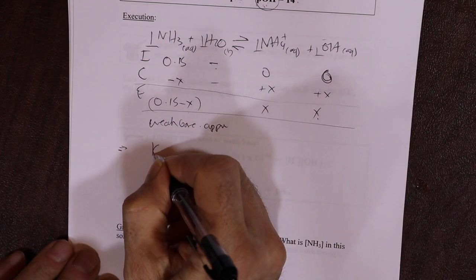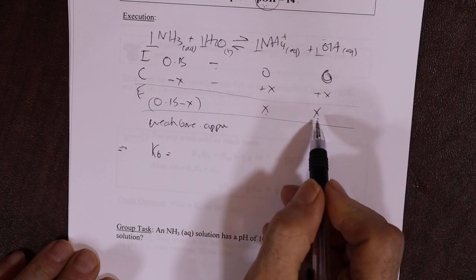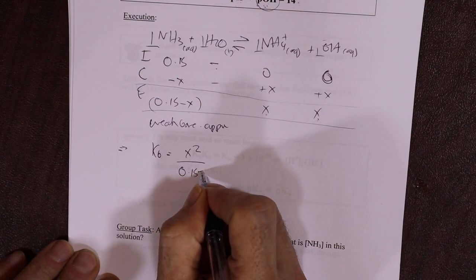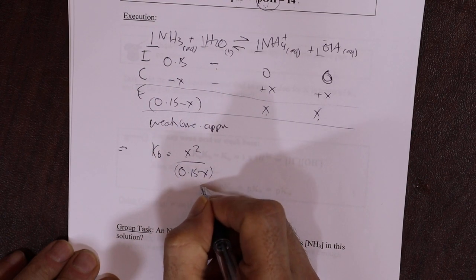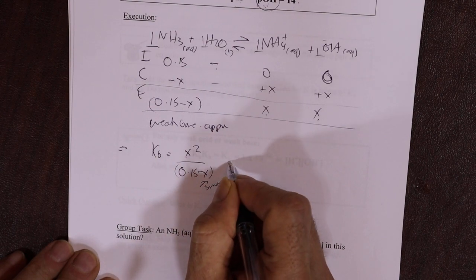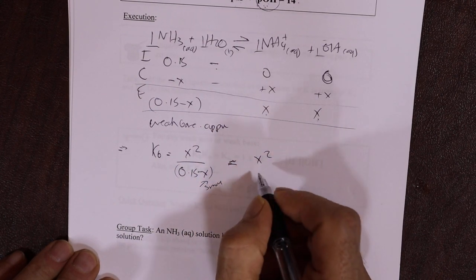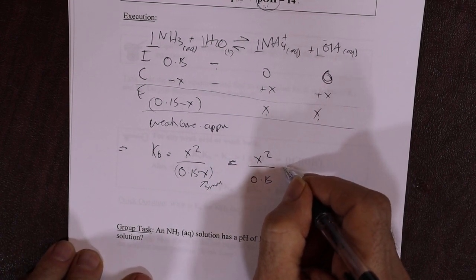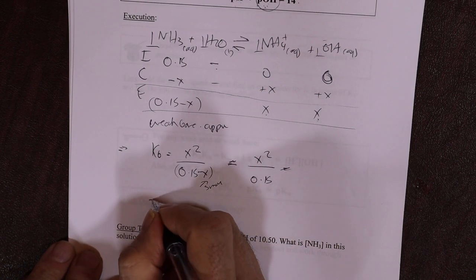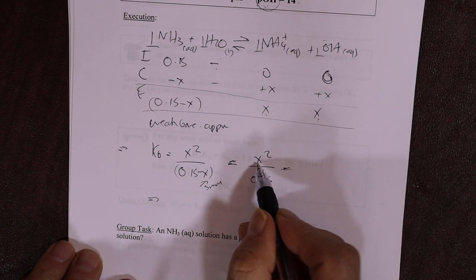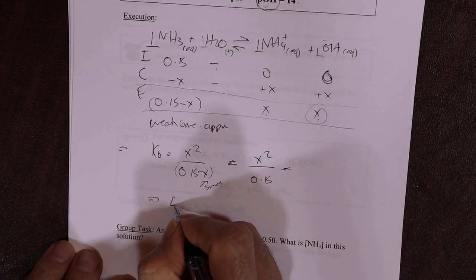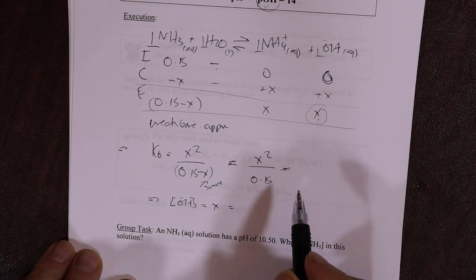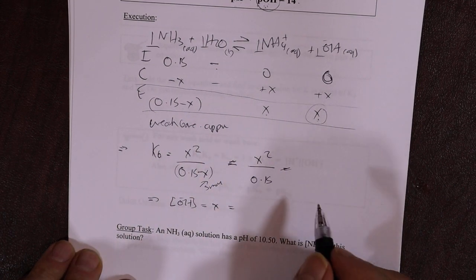Therefore, Kb equals products, X times X, X squared, over reactants, 0.15 minus X. X is small, so Kb is approximately equal to X squared over 0.15. Therefore, X, which is the OH minus ion concentration, equals the square root of Kb times 0.15. Let's put the number on it.